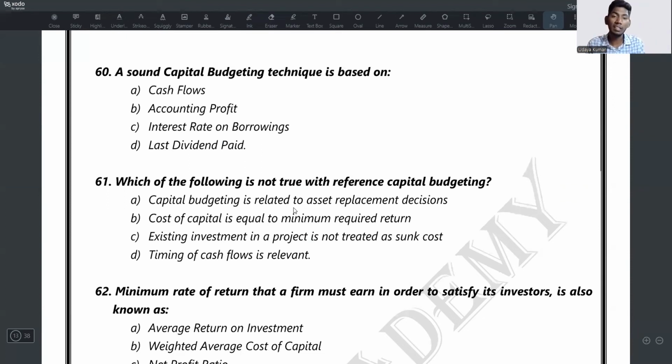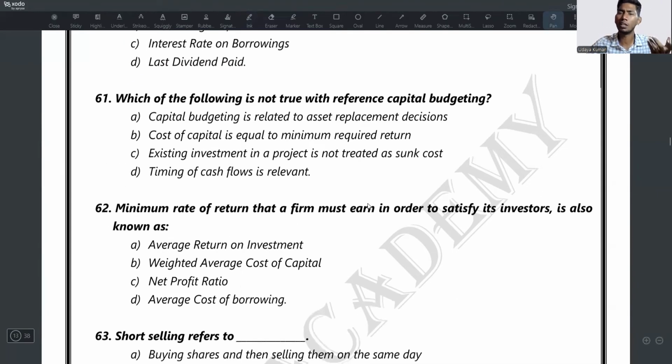Where did we discuss interest rate on borrowings? Is it any cost of capital? No, right? So last dividend paid, nowhere is it relevant. So the only thing which is relevant is cash flows, right? So by using the elimination method also, you can eliminate the remaining options and select the right option.